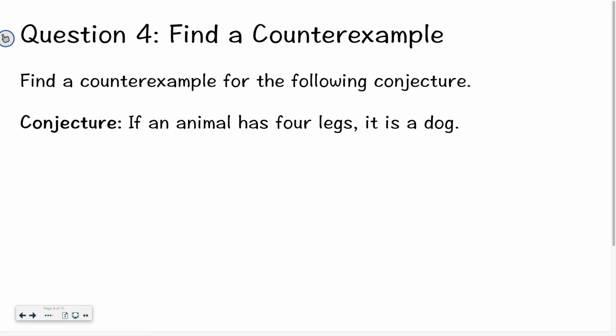Okay, so what would a counterexample be for the following conjecture? If an animal has 4 legs, it is a dog. Hopefully you were able to rattle off a bunch of animals with 4 legs, but you could do cat, horse, frog, giraffe, hippo, so many options, but you just need to list one to prove that a dog is not the only 4-legged animal.